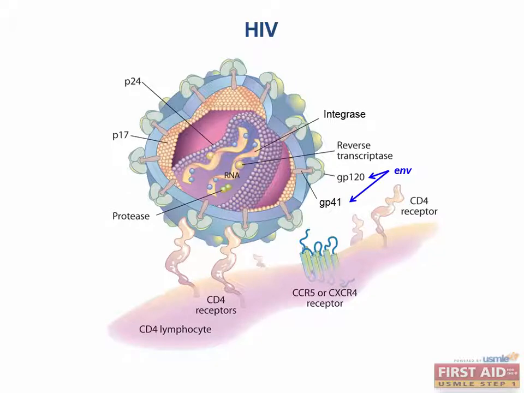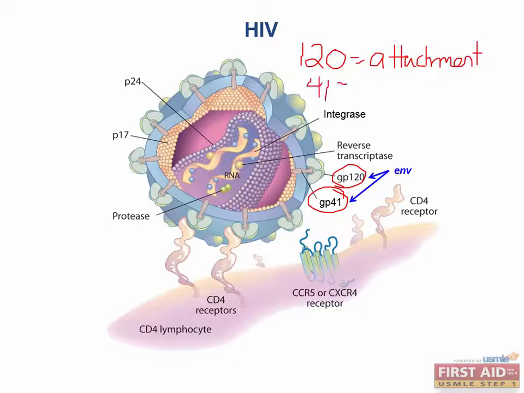The ENV gene encodes for envelope proteins, glycoprotein GP120 and glycoprotein GP41. These proteins are found on the envelope of the virus and assist in attachment, fusion, and entry of the virus into the target cell. More specifically, glycoprotein 120 is responsible for attachment, while GP41 is responsible for fusion and entry after the attachment of the virus. A way to remember this is that the number 4 gets you through the door.